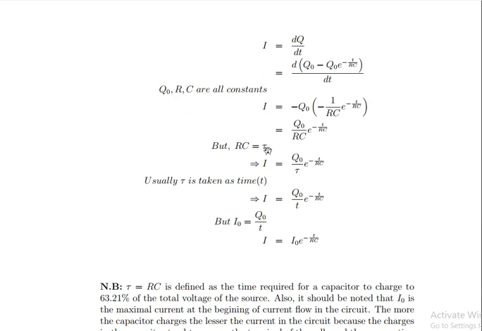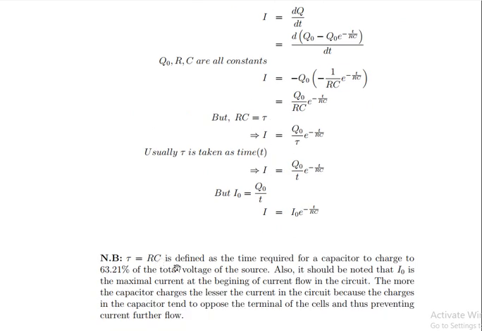But RC is defined as tau, the time constant. Tau equals RC is defined as the time required for the capacitor to charge to 63.21% of the total voltage of the source. So since this is defined as a time, I will substitute and say that Q0 over tau is equal to I0. So the current inside the circuit is going to be equal to I0 e raised to the power negative t over RC.